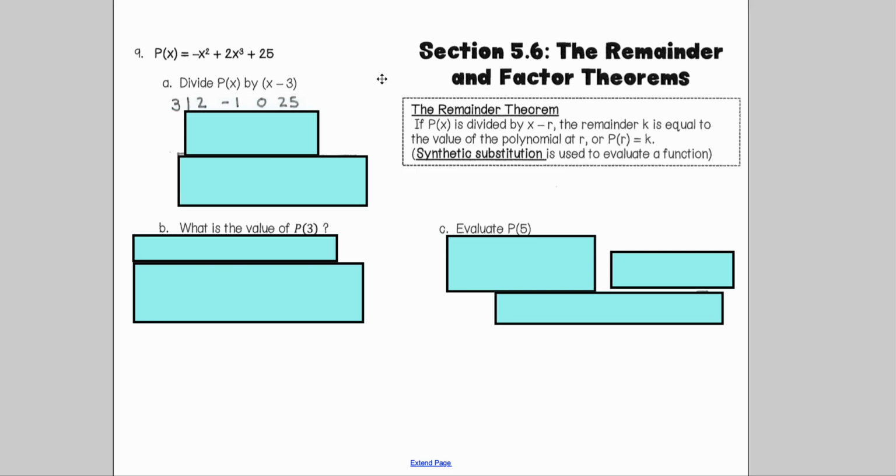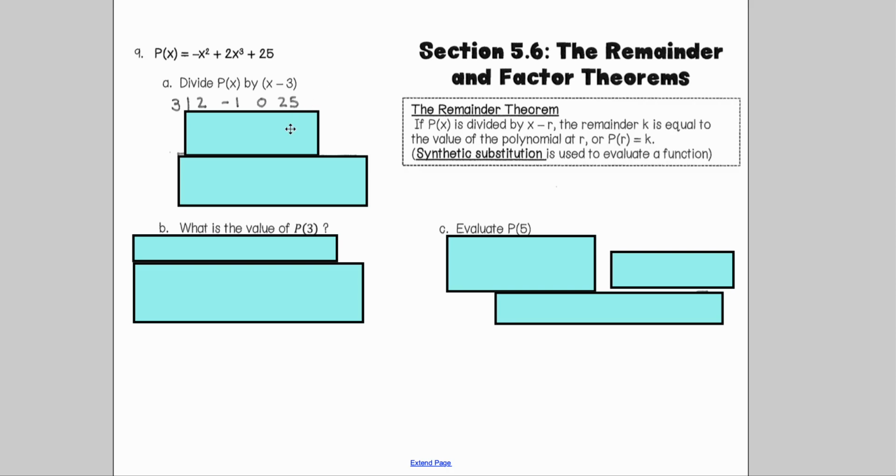So if you need a little bit of a hint, remember that you have to put the polynomial in standard form, and we're going to use a 0 anytime a term is missing, and this polynomial doesn't have an x term, so we're going to put a 0 there. If you need to pause the video and try again, go ahead and do that.